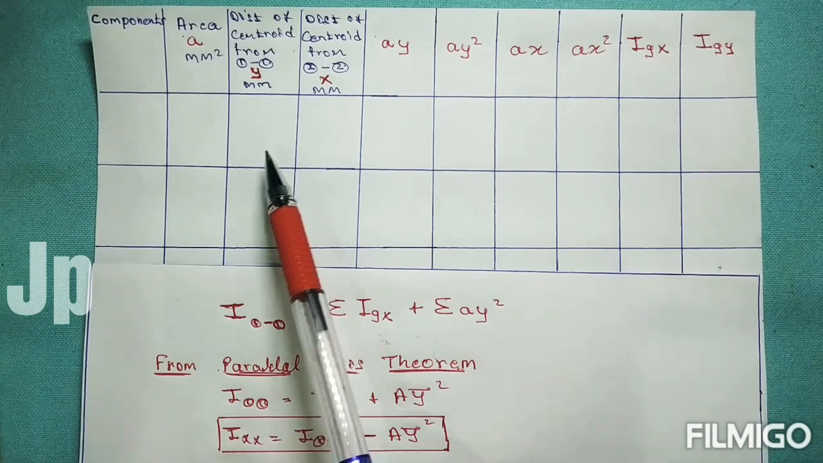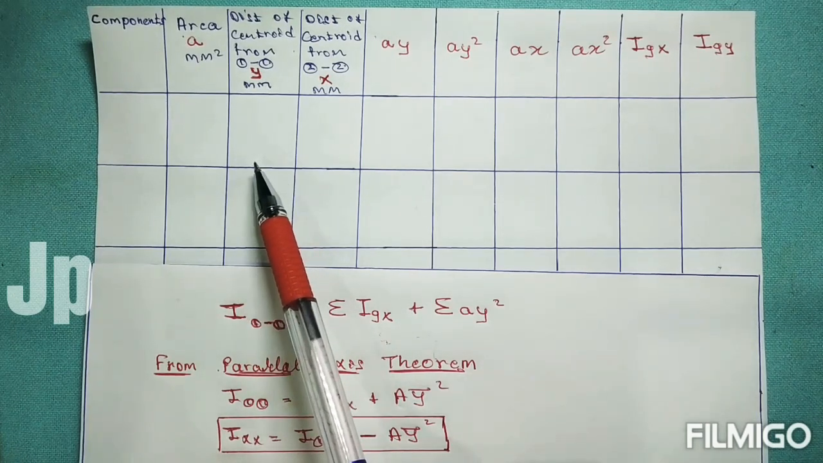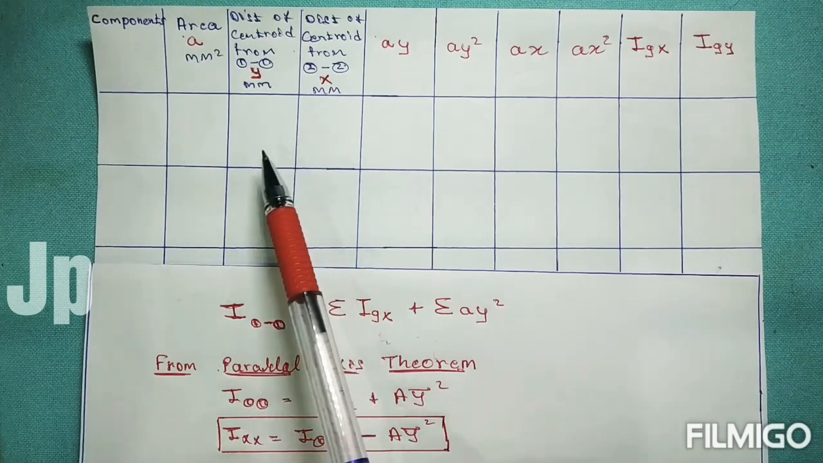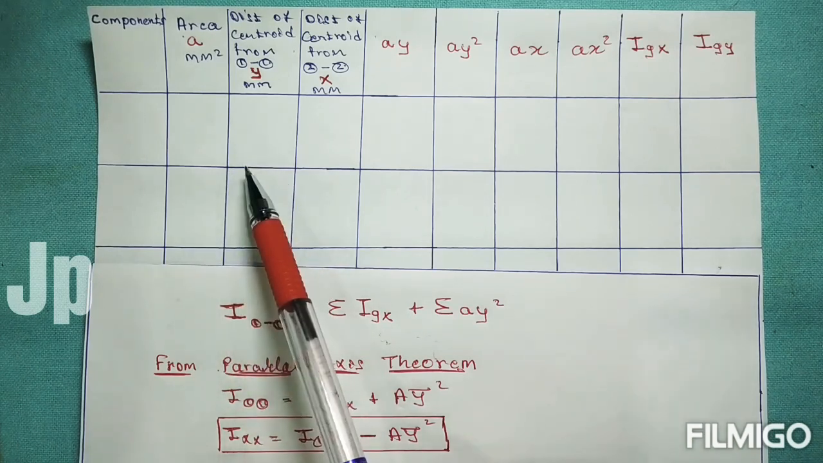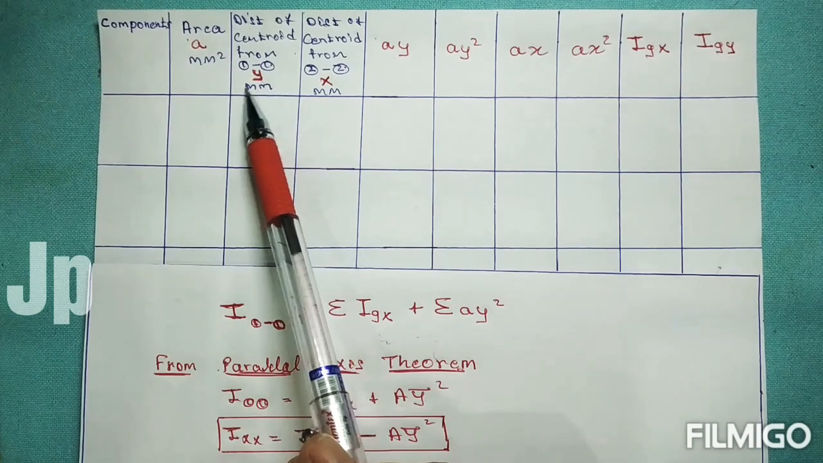Next, you have to divide the component. After that, you have to mark each component's CG. Then you have to find the distance from each component's CG to your reference axis. That distance you have to note down here, and also mark it as Y.